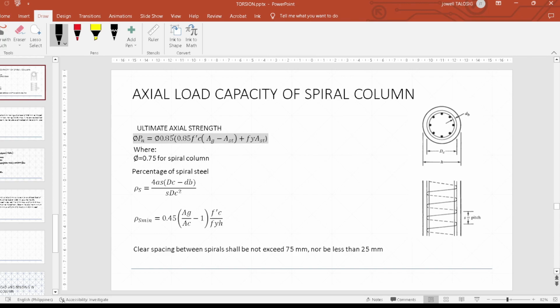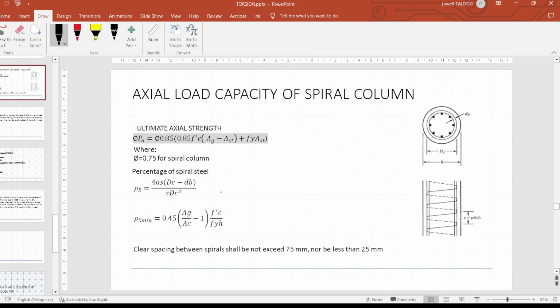Where it is 0.80 pagkasabay tied column. Alright, so this is the formula: phi times 0.85 times the quantity 0.85 f prime c times the quantity Ag minus Ast, plus fy Ast. Okay, so pumunta na tayo sa percentage of spiral steel. So ps or rho s is equal to 4As times the quantity dc minus db, all over s dc square.